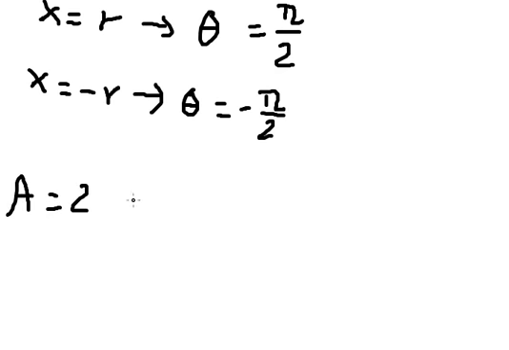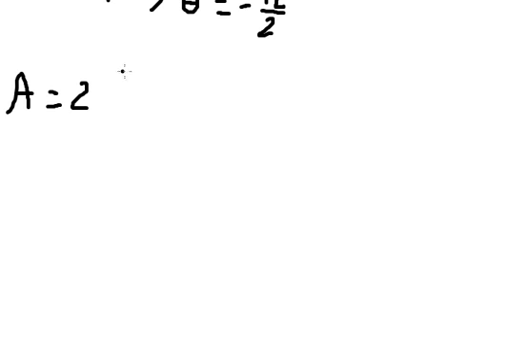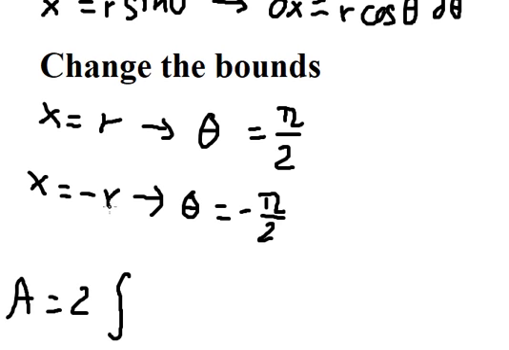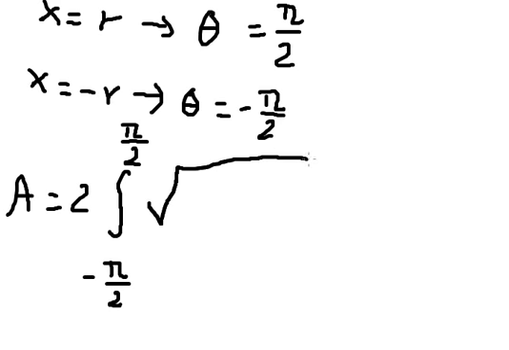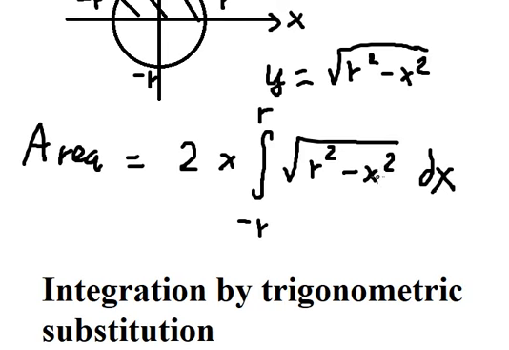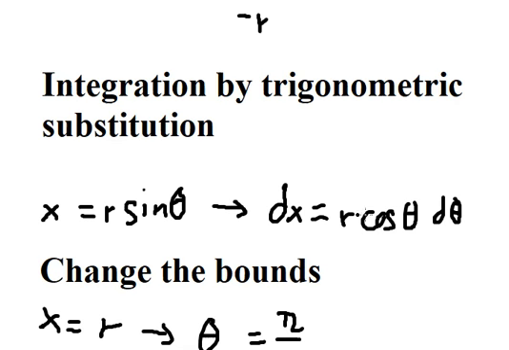So this one, we have number 2 in here. So negative r we change by negative pi over 2. This one we have positive pi over 2. So we have r square minus this one, we have r square sine theta square. And the s we change by r cosine theta d theta.